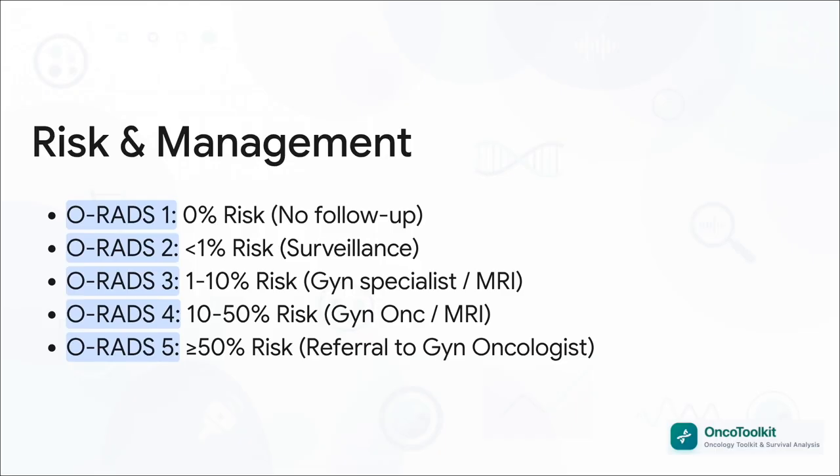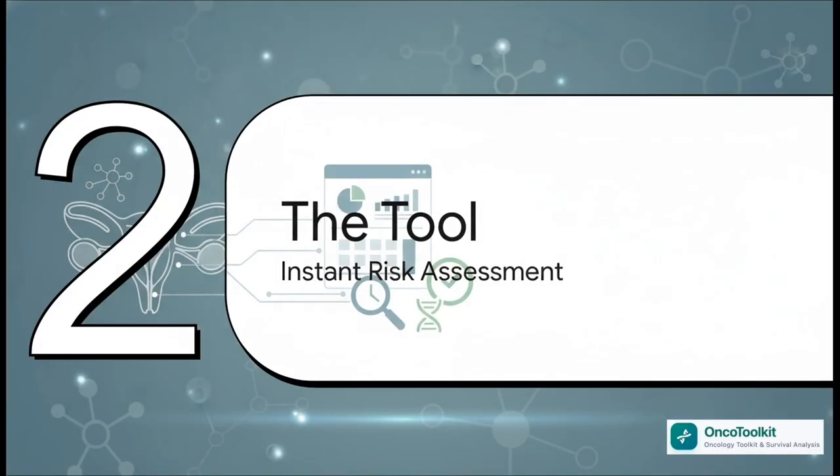Now, O-RADS 3 is where things start to shift. With a 1 to 10% risk, it's considered low risk, and that warrants a follow-up with a general gynecologist, maybe an MRI. O-RADS 4 kicks it up to intermediate risk. That's between 10 and 50%. This patient needs to see a gynecologist or get an MRI. And finally, O-RADS 5. This signals a high risk of malignancy, 50% or greater, and it mandates a direct, immediate referral to a gynecologic oncologist.